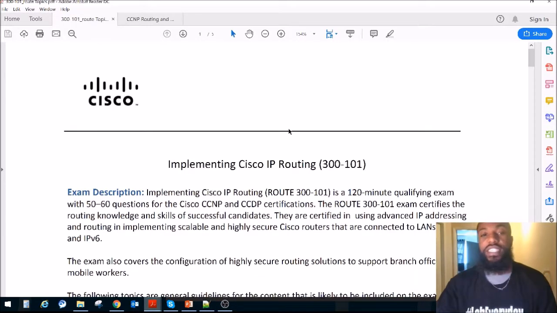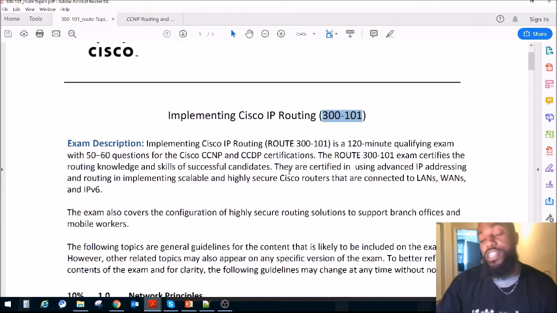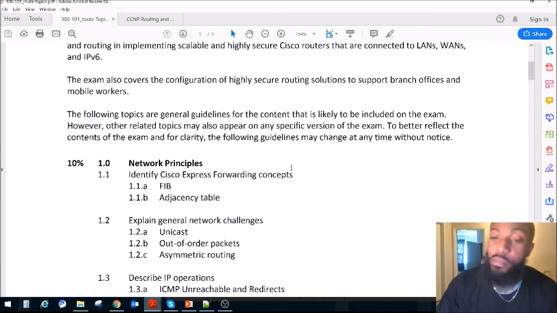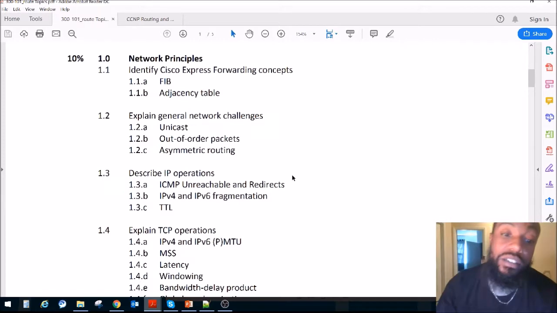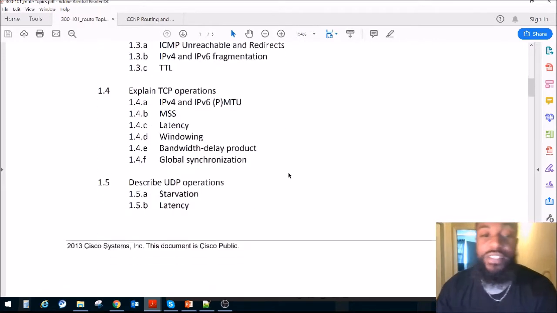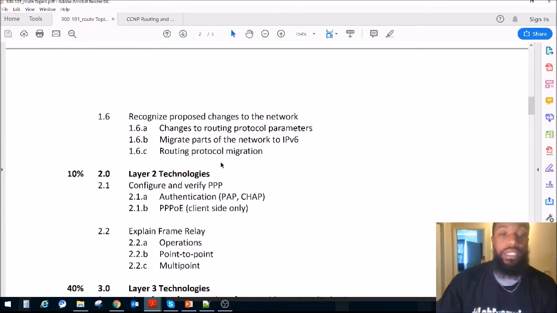All right, so this is the exam blueprint, implementing Cisco IP routing. Again, this is exam code 300-101. You already know, sign up for the correct exam. Make sure it's the right version. Even though CCNP hasn't updated in a while, just make sure you're studying for the correct version.